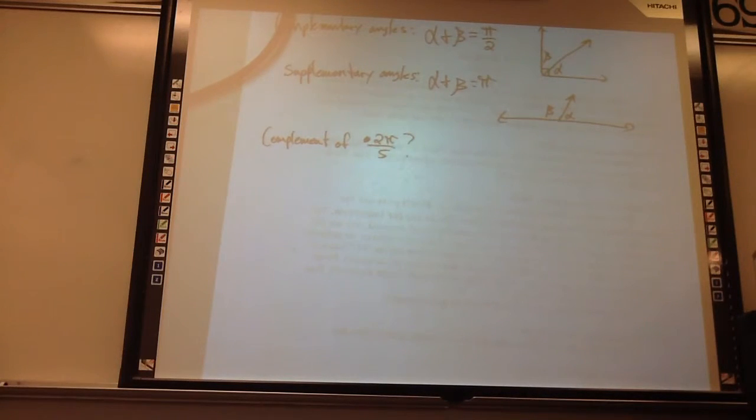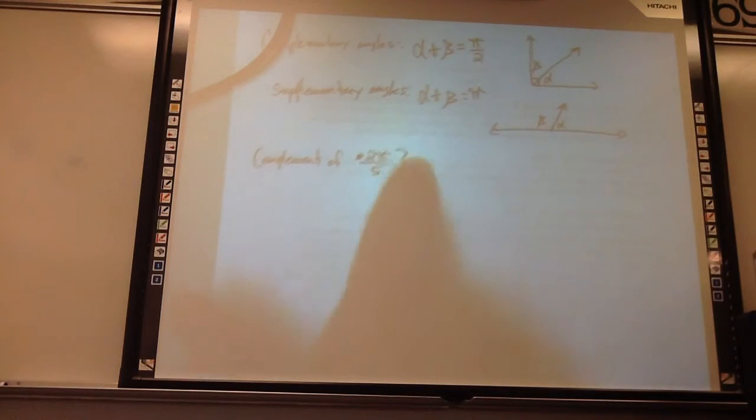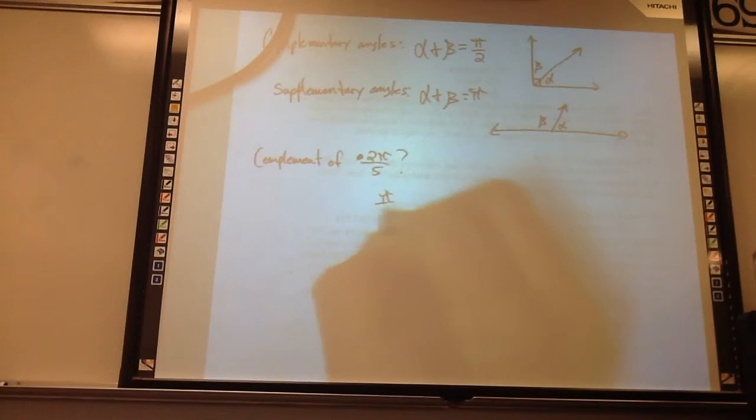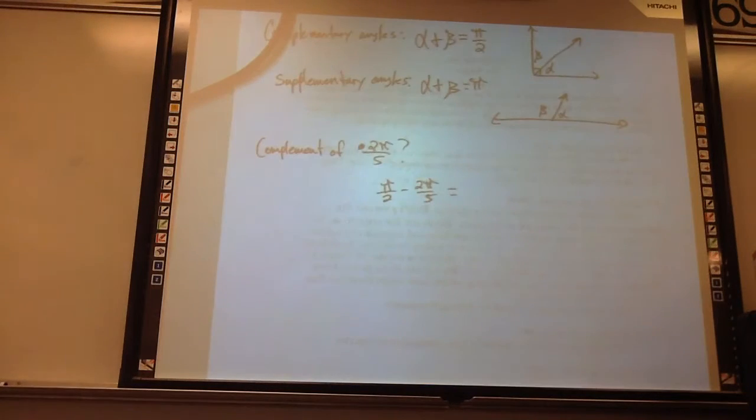Now, you're probably not going to be able to do it in your head. You're going to need a method. Think about it. If I said, what's the complement of 40? What do you do in your head? 90 minus 40, and you get 50. So what are you going to have to do for this? Subtract: pi over 2 minus 2 pi over 5. And then it becomes a review of subtracting fractions. If you don't know how to subtract fractions, you cannot do this.